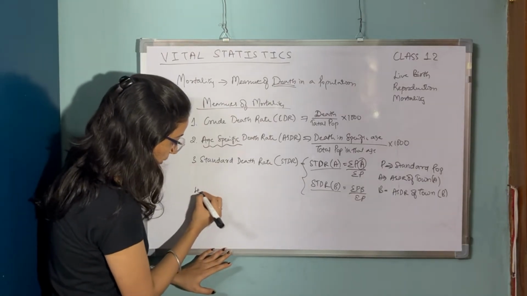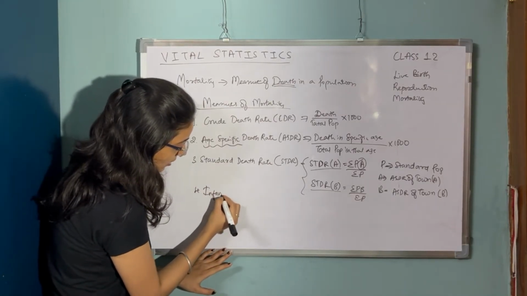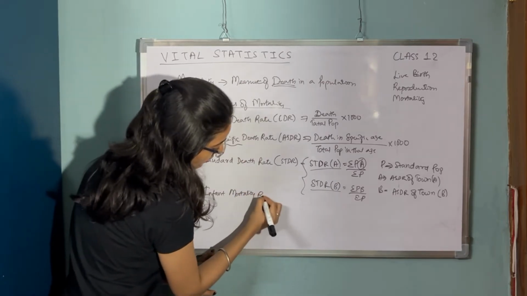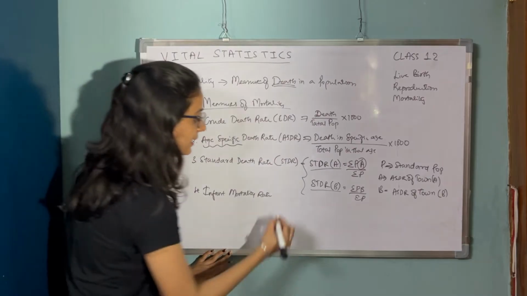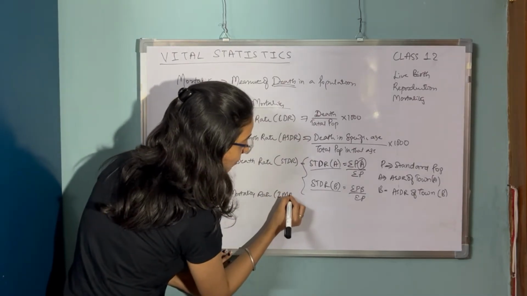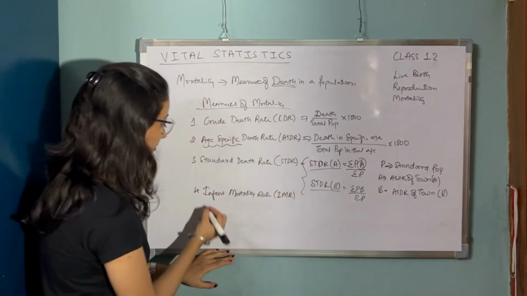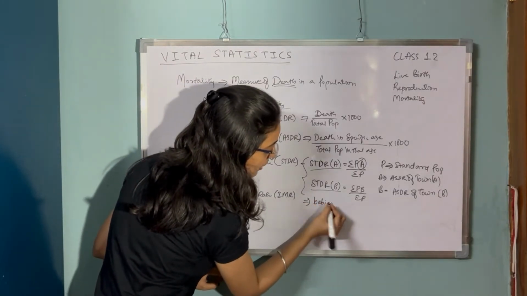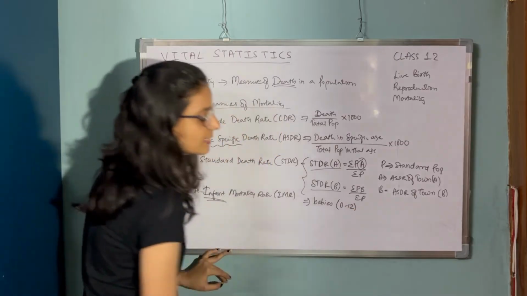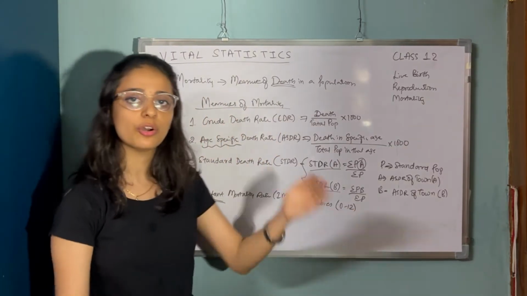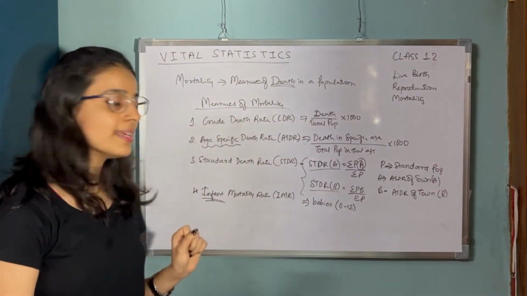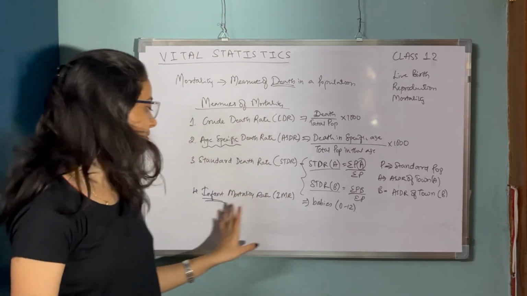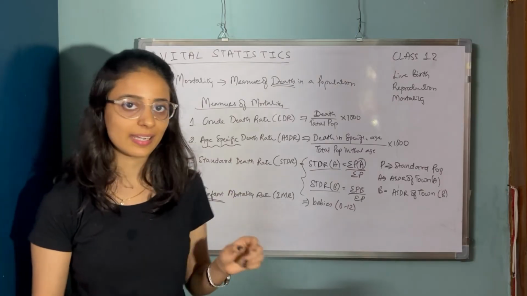Then there is something known as infant mortality rate, that is IMR, which is nothing but, infant means babies of age 0 to 12 months, within 1 year old, those are known as infants. The death occurring among the babies of 0 to 12 months is termed as infant mortality rate.